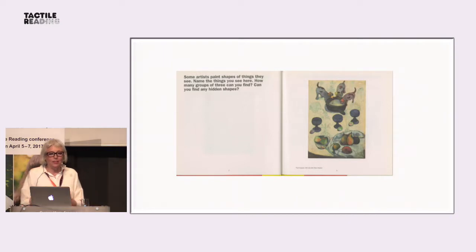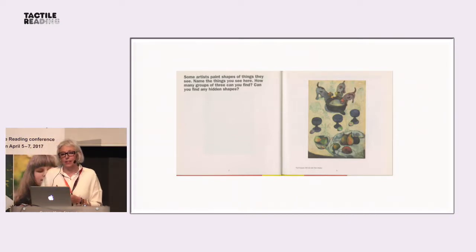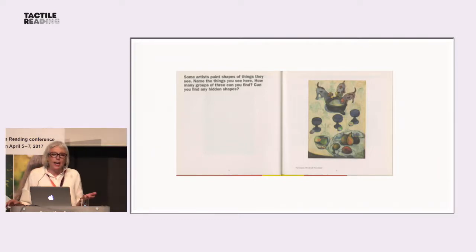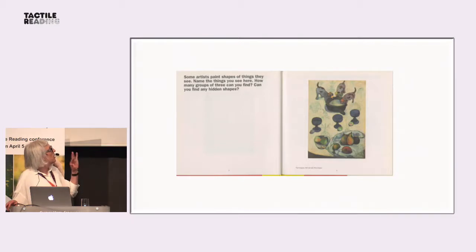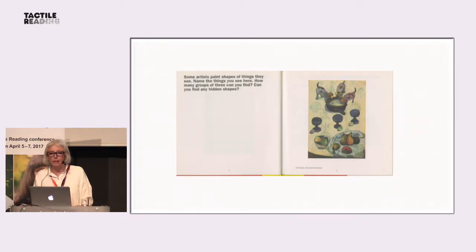And the last example is coming from an opening with shapes, and it starts with a text. Some artists paint shapes of things they see. Name the things you see here. How many groups of 3 can you find? Can you find any hidden shapes? And you can see 3 puppies drinking water, and you see 3 glasses and 3 pigeons, and then you see some other fruits in the front of the painting.